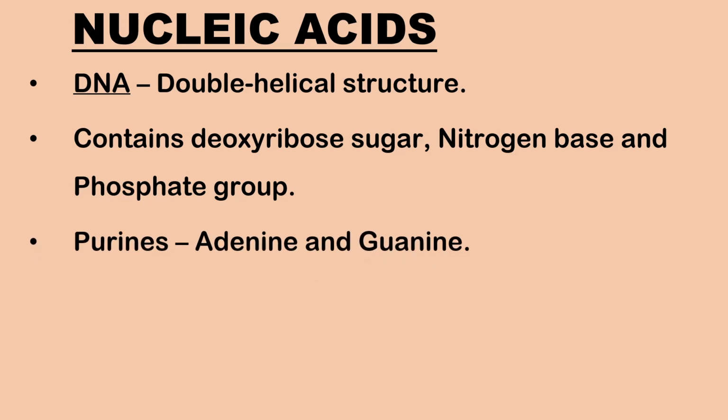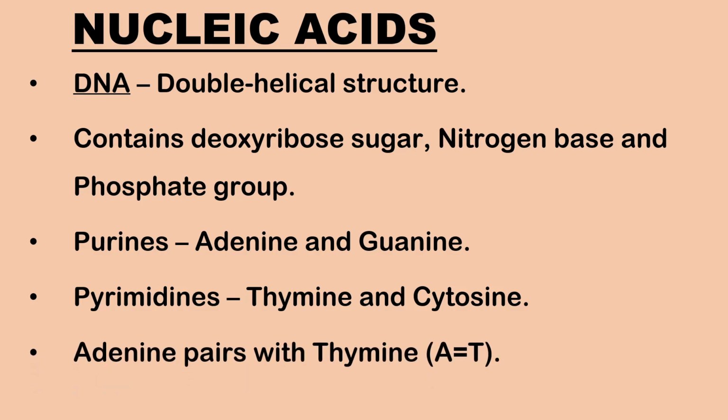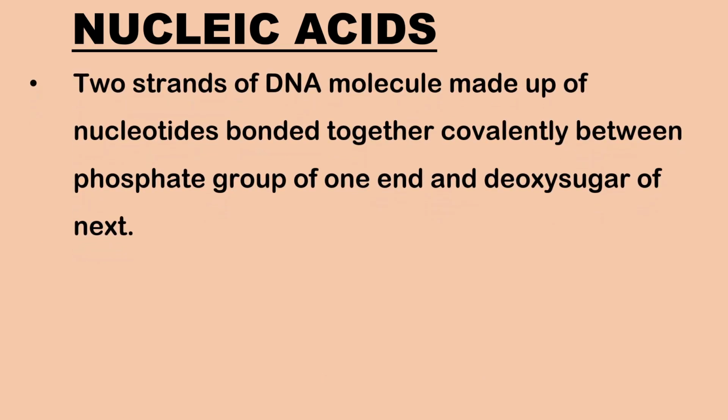Purines are adenine and guanine, while pyrimidines are thymine and cytosine. Purine base always pairs with pyrimidine base. Adenine pairs with thymine by a double hydrogen bond. Guanine pairs with cytosine by a triple hydrogen bond. A DNA molecule is composed of two strands.